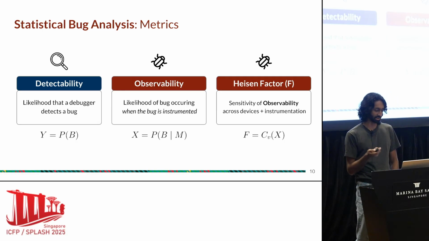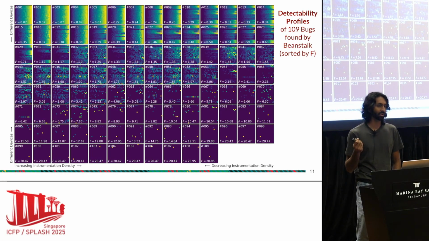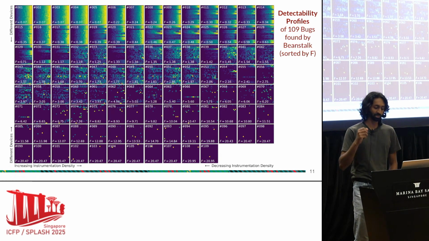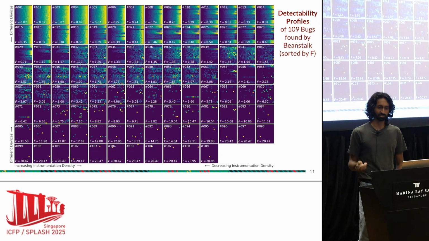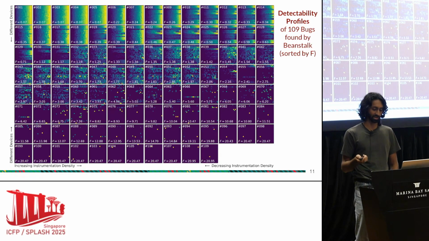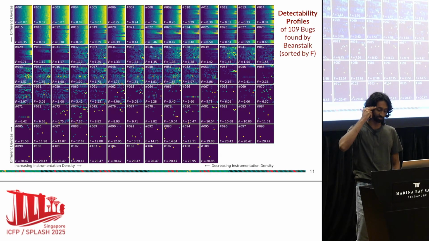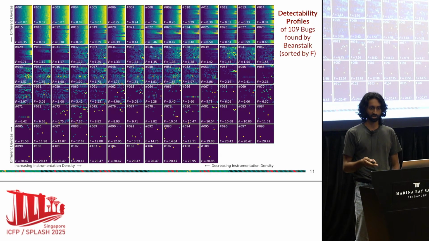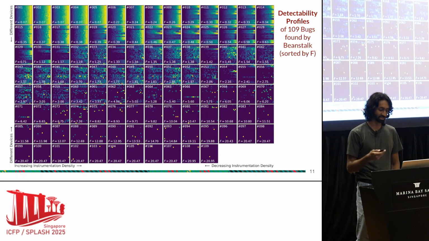So let's dive straight into the bugs that we found with Beanstalk. We had detectability profiles of 109 bugs found by Beanstalk sorted by this Heisen factor metric. Now, while we haven't gotten to the math, hopefully it's clear to you and you see what this Heisen factor is trying to capture. As we go down the list of bugs, we see that we're seeing increasingly strange behavior. And we in turn also find several interesting patterns.